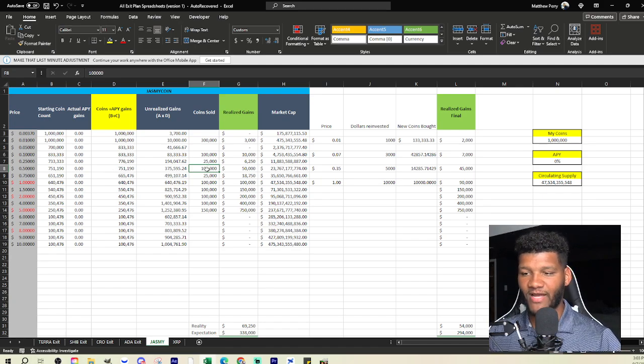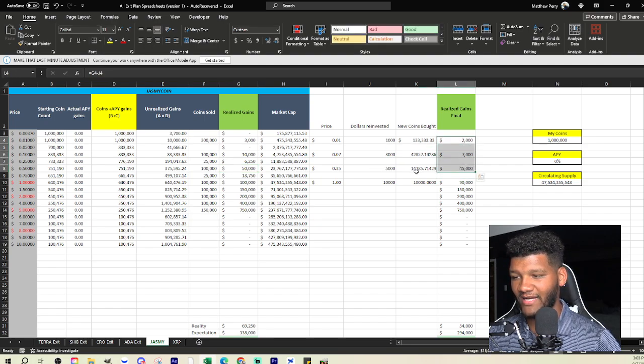So again, 100,000 coins at 50 cents, that's going to be $50,000 total. I will take about 5,000 of it, and 45,000 will be my net. I'll put 5,000 back in here, which will be 14,000 that's added to it, 14,000 coins.